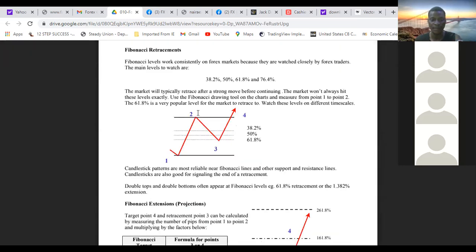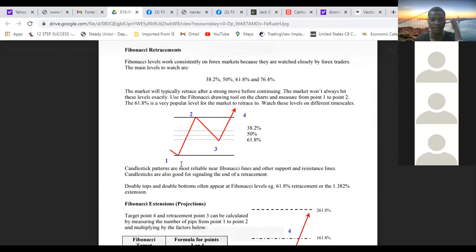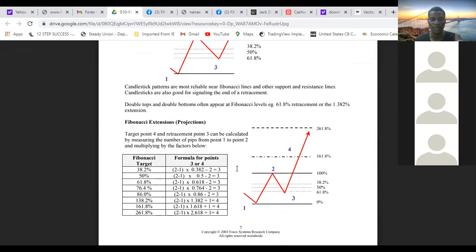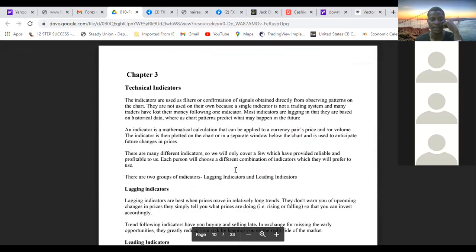Fibonacci retracements, I've explained to us how to use Fibonacci retracements, right? The first points, we've done it, and we've started using Fibonacci retracements.